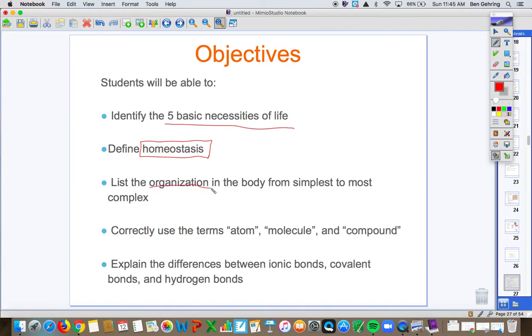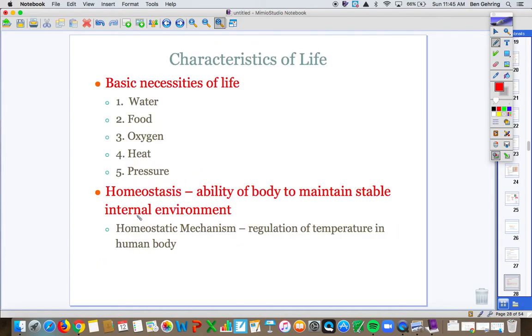We have an organization within our body, how things are organized, so different levels of organization. From simplest to complex, you'll be able to list them and describe how things get bigger. We're going to use terms such as atoms, molecules, and compounds. You have to understand the differences between those 3 terms. And then we're going to talk about ionic bonds, covalent bonds, and hydrogen bonds today.